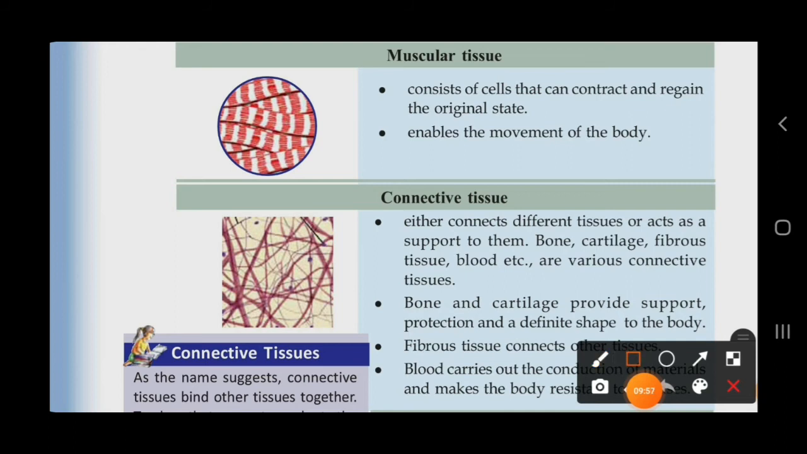Bone and cartilage provide support, protection and definite shape to the body. Three parts are there. Bone and cartilage provide which things? Support is given. With the help of bone we can stand erect, or stand straight. So, it is a support.